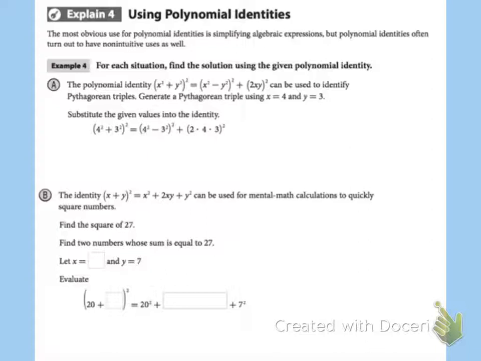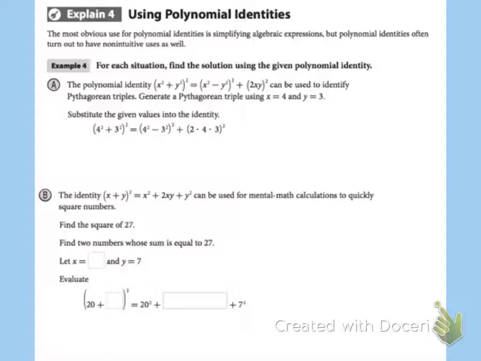You may remember a Pythagorean triple is a set of 3 integer values that make a right triangle. So the most common one is the 3, 4, 5 right triangle. That just means it's a right triangle where the two legs are 3 and 4 and the hypotenuse is 5. Now, most of the time, the 3 sides of a right triangle are not going to all be integers, right? So when they are, they have a special name called a Pythagorean triple. So you could use this identity, (x squared plus y squared) squared equals (x squared minus y squared) squared plus (2xy) squared, to identify a Pythagorean triple.